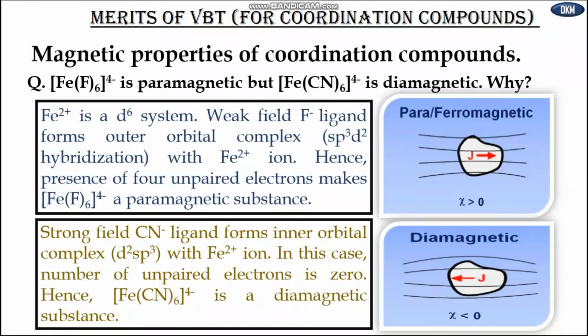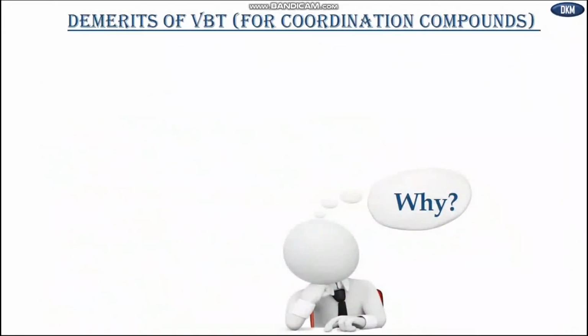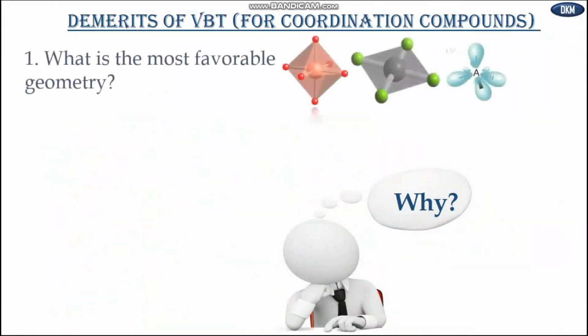But the magnetic moment also depends on the geometry of the complex. Valency bond theory is not able to predict the geometry of a complex, that is, which is the most favorable geometry for a given set of metal ion and ligand. If the geometry is known, then valency bond theory can explain the magnetic property. Otherwise, it is not able to predict the magnetic property.